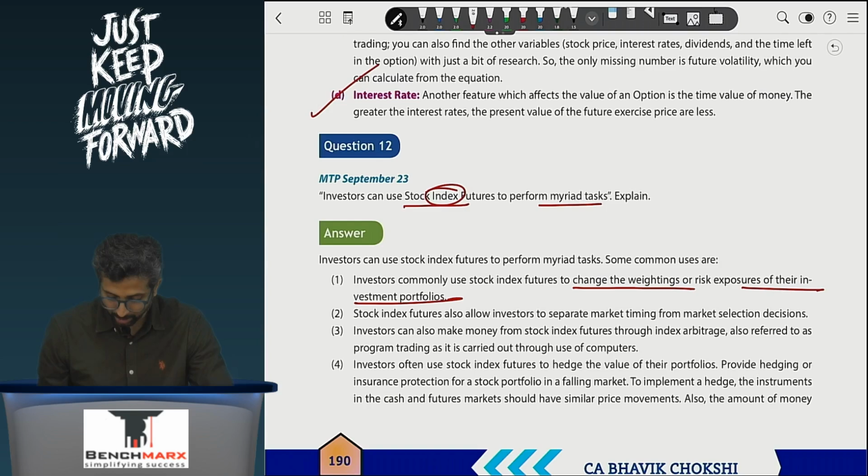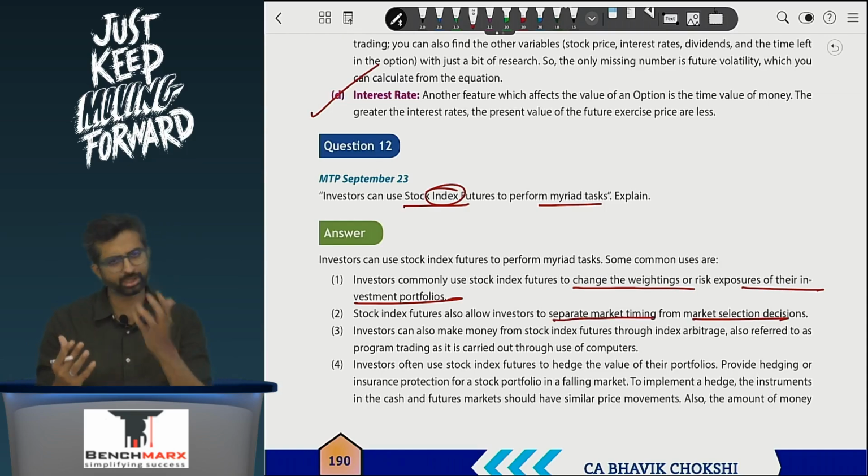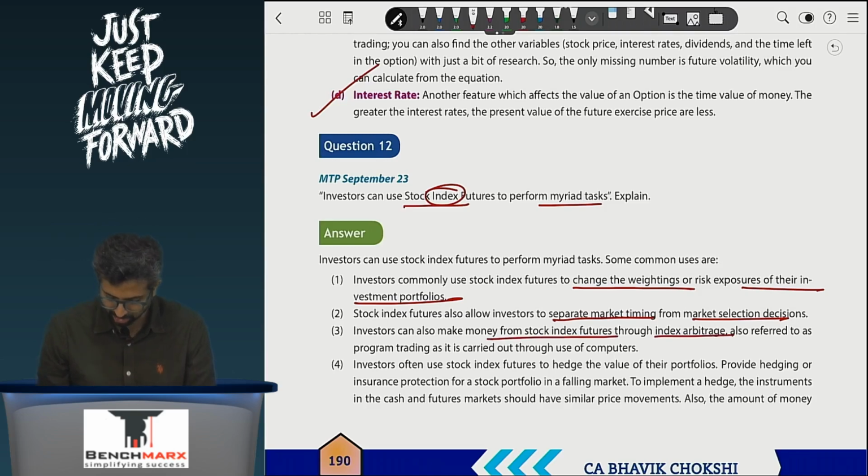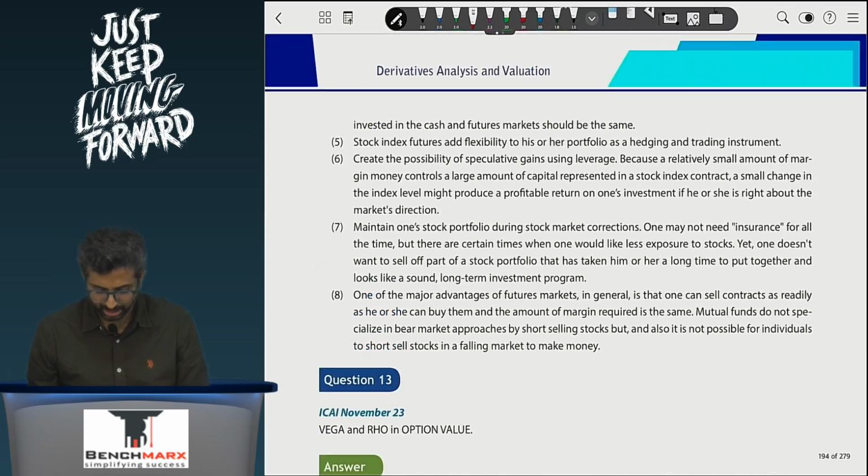Stock index futures allow investors to separate market timing from market selection. So you don't have to select the stocks. In index futures you can take a position on Nifty, and Nifty does not involve any selection on your side. You can make money from stock index futures through index arbitrage, also referred to as program trading. Index futures are used to hedge the value of the portfolio. So these are various reasons why I can possibly use index futures.